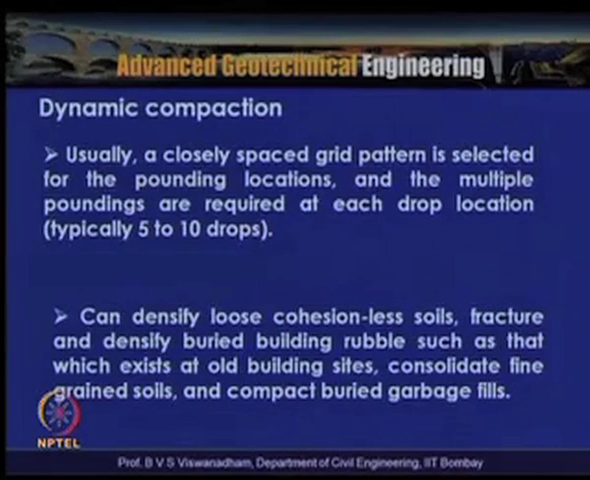So in this lecture we have introduced field compaction testing methods and the assessment of compaction in the field, and we also discussed how we can correct for oversized particles. In addition to the shallow compaction methods, we also gave an introduction to different methods that exist for densifying soils at greater depths. This is required for strengthening the soils against liquefaction susceptibility.